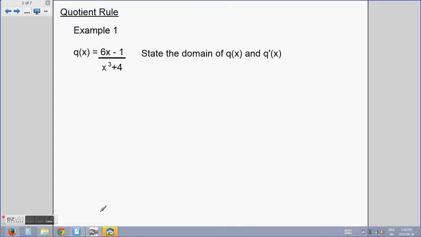Let's look at our first example. In example number 1, q(x) is equal to (6x minus 1) over (x cubed plus 4). We want to state the domain of q(x) and q'(x). We're going to use the quotient rule because it is in fraction form, a quotient function, a function at the top and a function at the bottom.